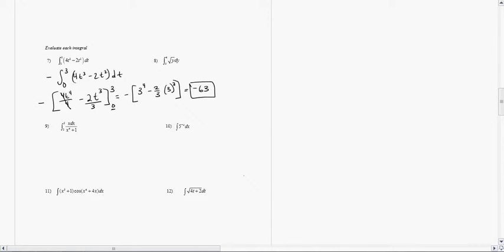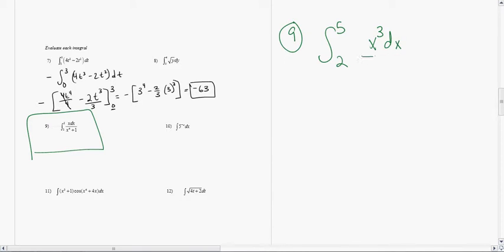Number 9 from the integral test. There's a typo that I think we all changed, but just make sure that yours is indeed this. It should read the integral from 2 to 5 of x cubed, not just x, dx over x to the 4th plus 1.